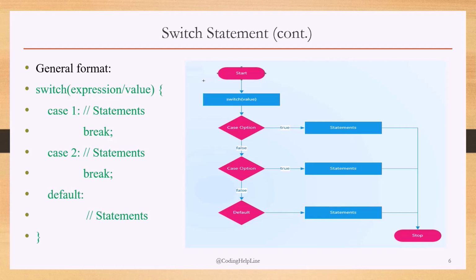If no case will match, default will execute. And if we don't put a break statement here, this will fall down to the next execution of case 2. So case 1 executes and case 2 executes. And if this break statement is not there, then default will also execute. So it will trickle down like this. This is the flow chart.